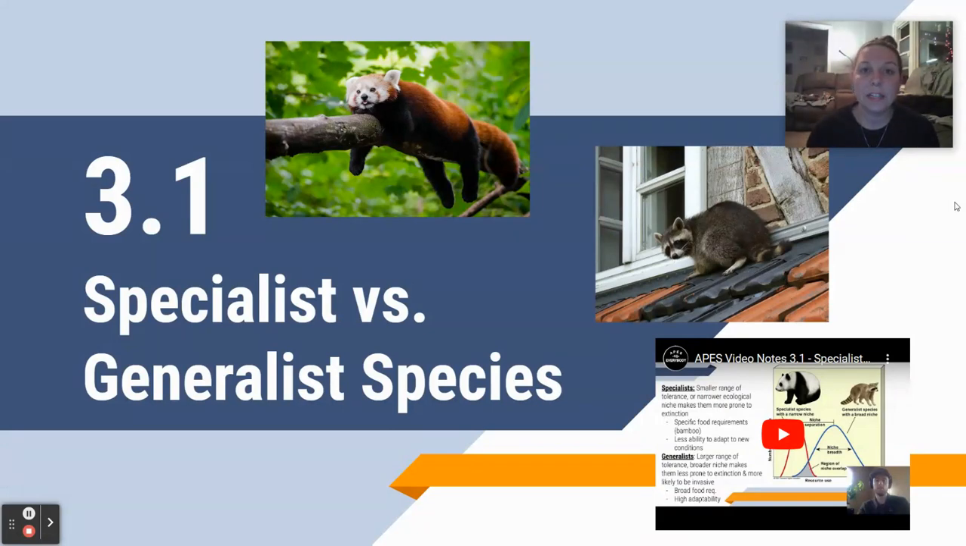So the red panda is going to be what we call a specialist species. So it's going to have a very specialized niche. So it doesn't really digest cellulose very well. So it's going to eat very large quantities of bamboo to meet its caloric needs in a day. Whereas something like a raccoon is going to be able to eat a lot of different food sources, anything from plants, mushrooms, eggs of birds, even small animals. So it's going to be what we call a generalist.